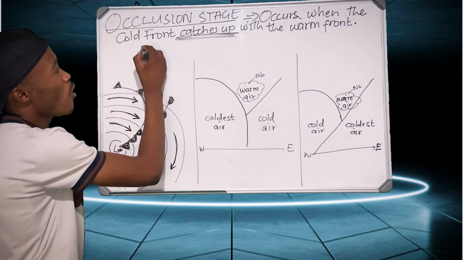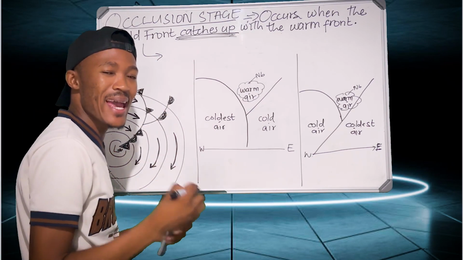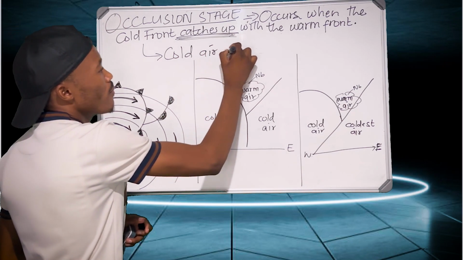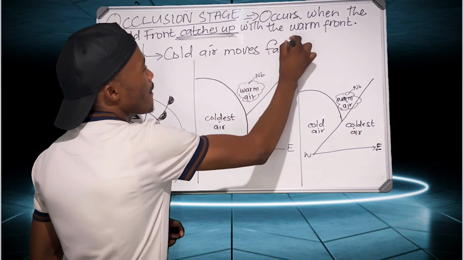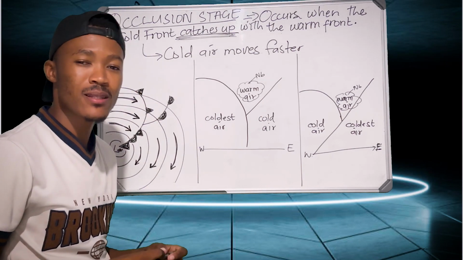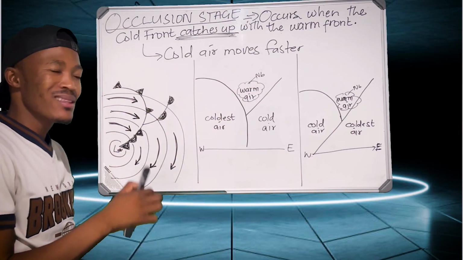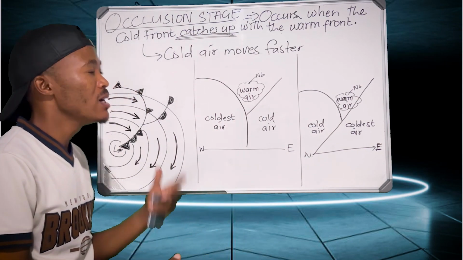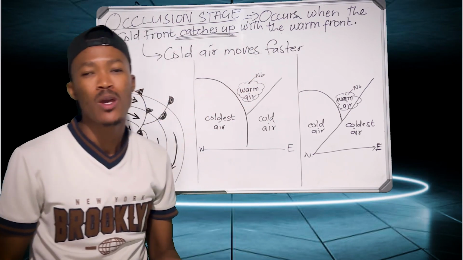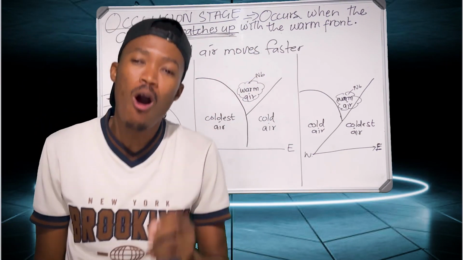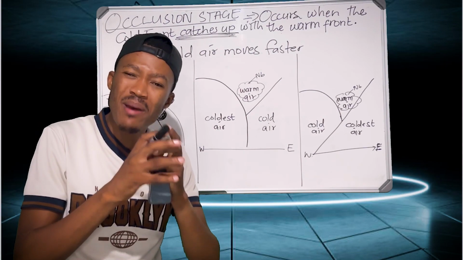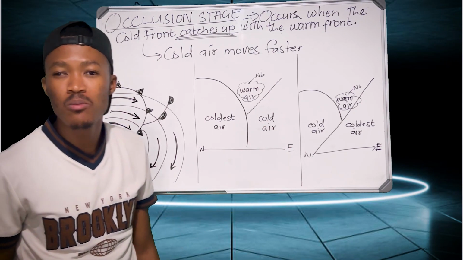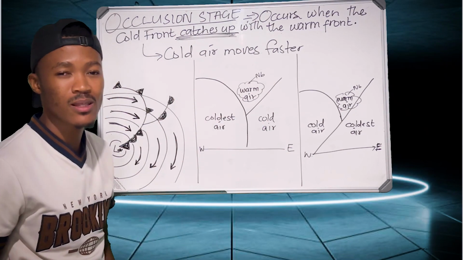It is because the cold front is the leading edge of cold air. Now, our cold air moves faster than the warm air. As a result, this will push the cold front to move faster than the warm front, and eventually it is going to catch up with the warm front. Cold air moves faster because it has more molecules that are closely packed together, therefore giving it more mass, and as a result, it is able to push through the atmosphere. Hence, our cold air moves faster than the warm air.